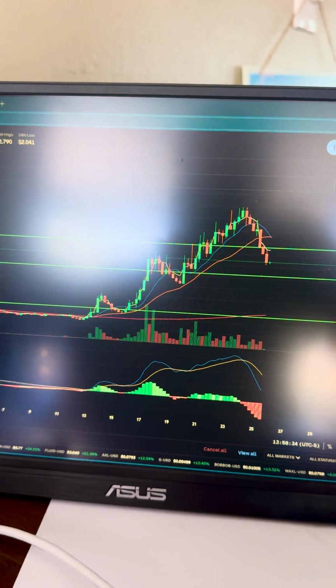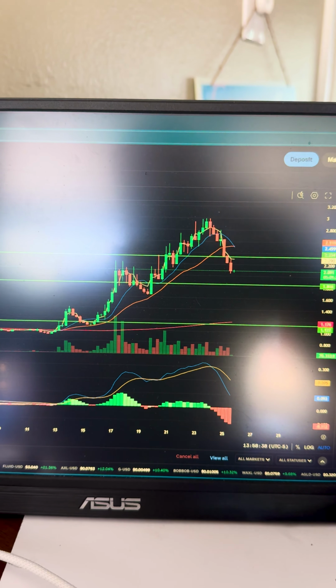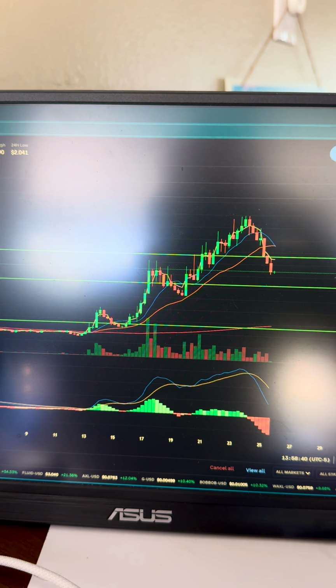All right, I'm gonna attempt to explain all these indicators: how I use them, what they're used for, and how I apply them into my toolbox for how I trade. But first off, this is actually Infinity AXS. Those green lines are basically my different swing entrances.